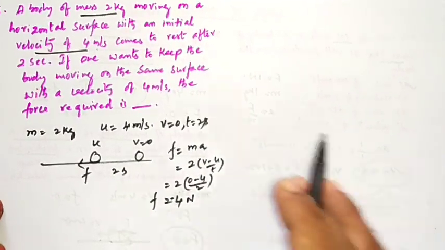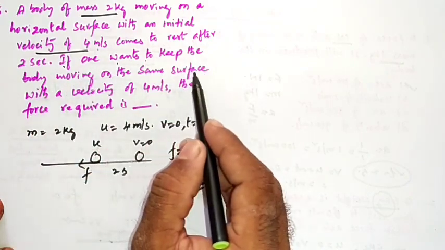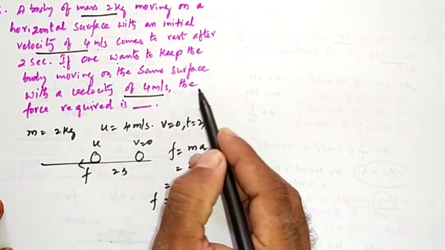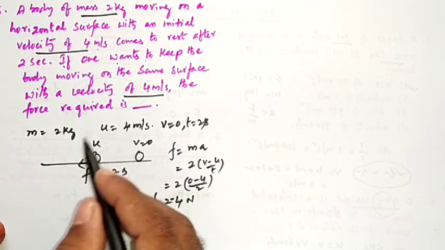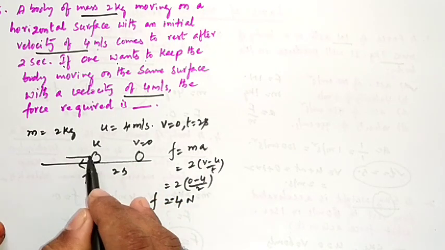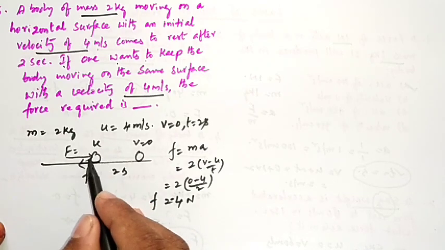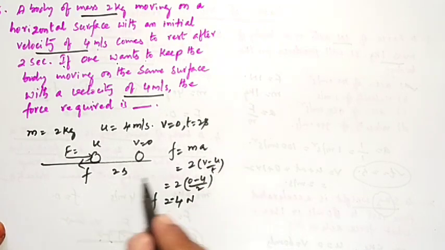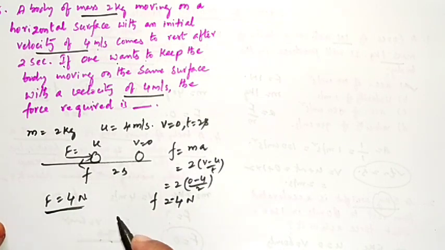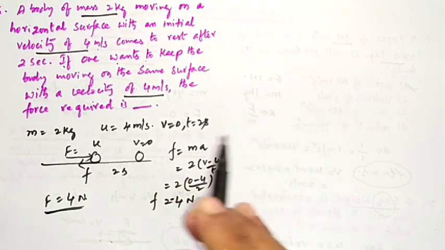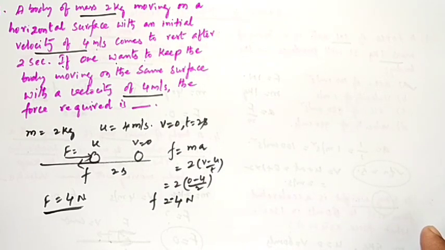Okay, and now next what? If one wants to keep the body moving on the same surface with a velocity of 4 meter per second, the force required is how much? You tell me how much force I need to apply to maintain that speed. I need to apply a force on the body which is equal to the friction. Then the net force is 0, so that it moves with the same speed. So how much force I need to apply, Nana? 4 Newton I need to apply on the body, so that it keeps moving with the constant speed. Understood? Right.